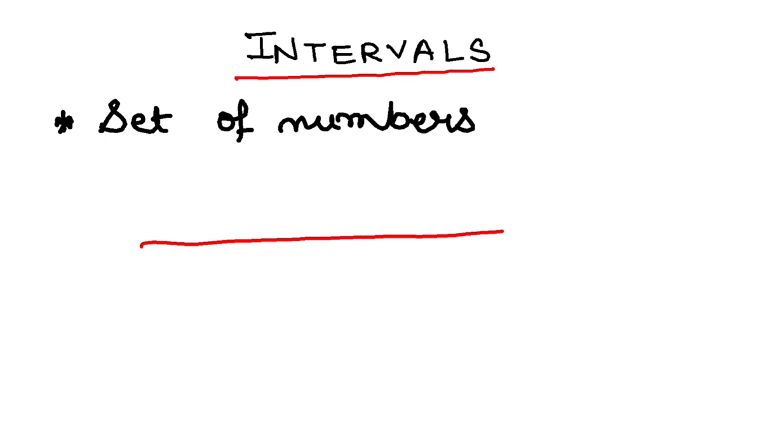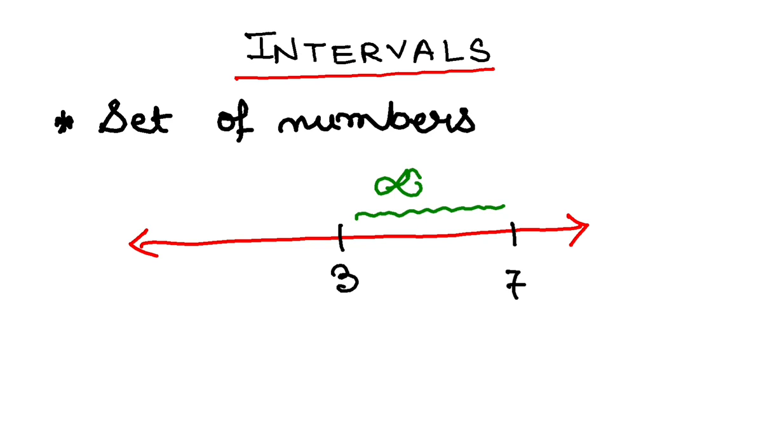So if this is your number line, and if I take 2 points over here, take two numbers, let's say 3 and 7, and we know that there are infinite numbers in between 3 and 7, right? So there are infinite number of numbers between 3 and 7. So entire range of numbers from 3 to 7 can be expressed in different ways. All these different ways are basically your intervals, right? You must be getting confused how you can write in different ways. So let us learn all those different ways one by one.